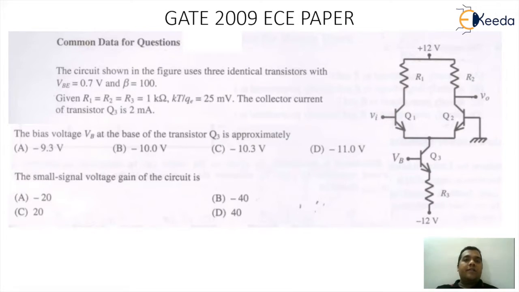The first question is: the bias voltage VB at the base of transistor Q3 is approximately option A minus 9.3 volt, option B minus 10 volt, option C minus 10.3 volt, option D minus 11 volt. Next, the small signal voltage gain of the circuitry is option A minus 20, option B minus 40, option C 20 and option D 40.